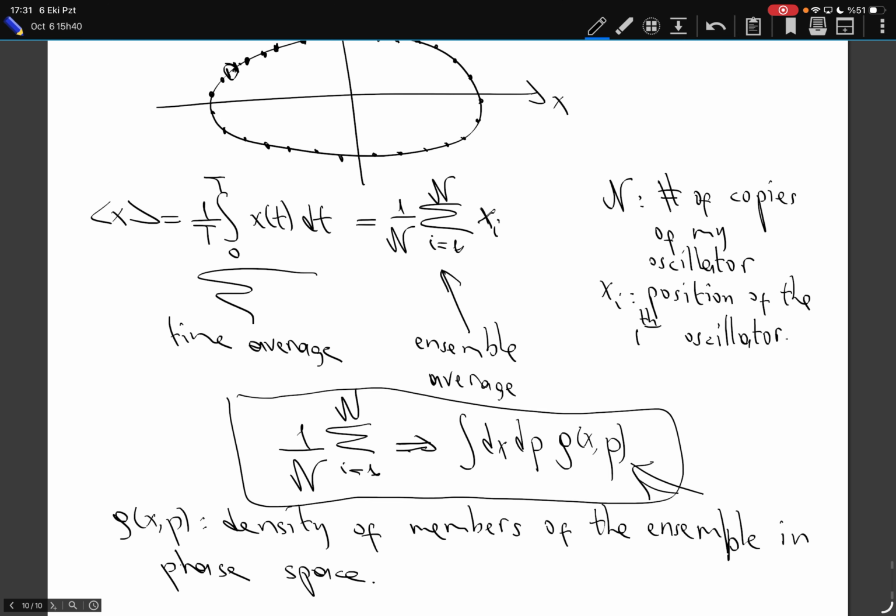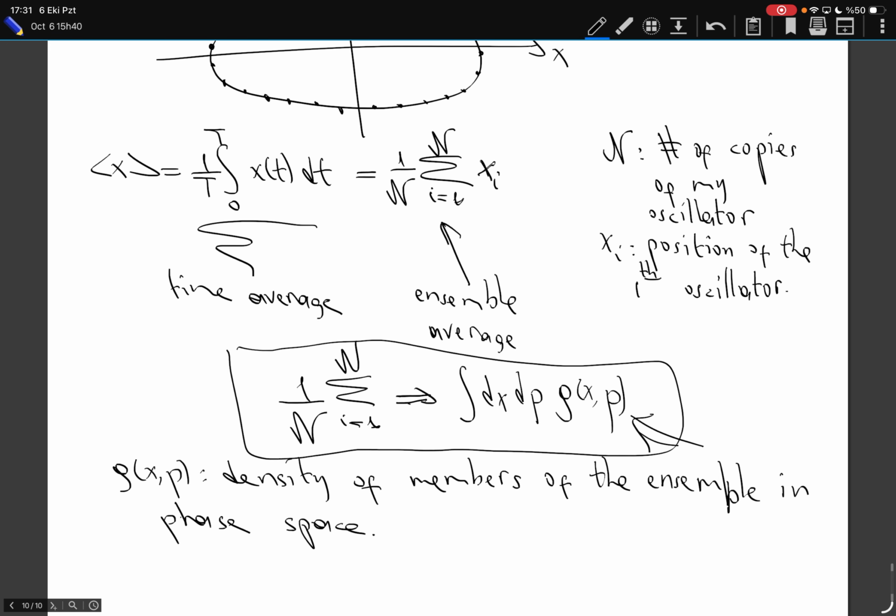The next question I will ask is, what can this density be? Up to this point, I didn't make any approximation. I just made some definitions. My next question will be, what can I say about this density? Can I calculate it without actually solving my system? That will be for our Wednesday lecture.